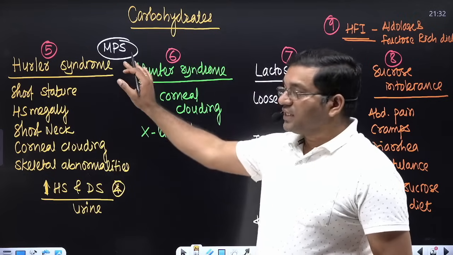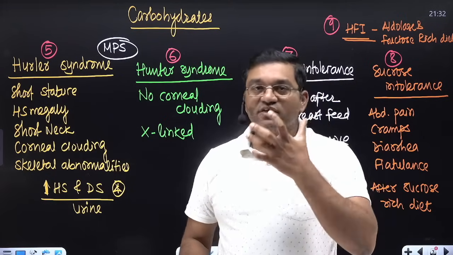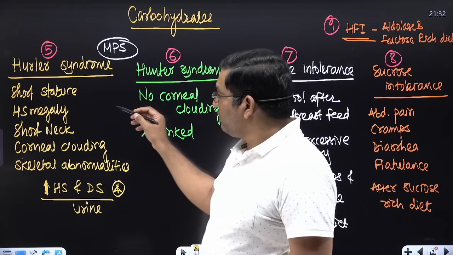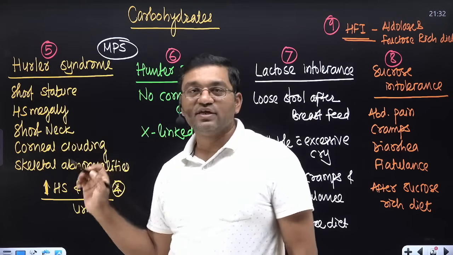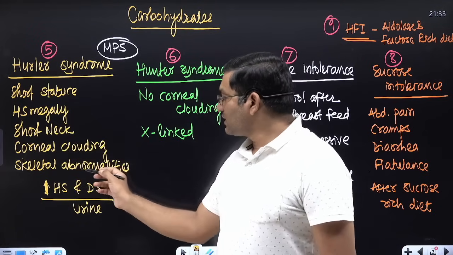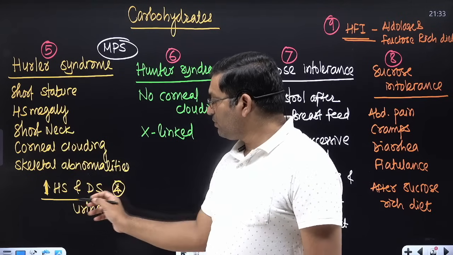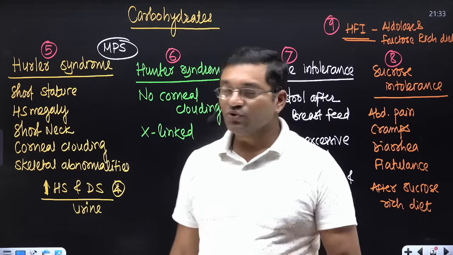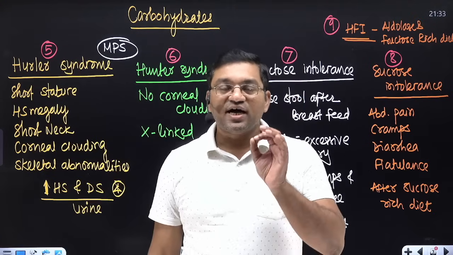In mucopolysaccharidosis, there is multi-system involvement. The coarse facial features are the typical manifestation, then short stature, hepatosplenomegaly, short neck, corneal clouding, skeletal abnormalities, and there is excretion of heparan sulfate and dermatan sulfate in the urine. It is due to the deficiency of the enzyme iduronidase.